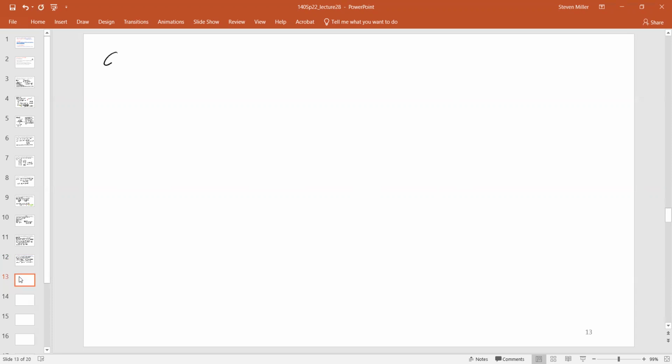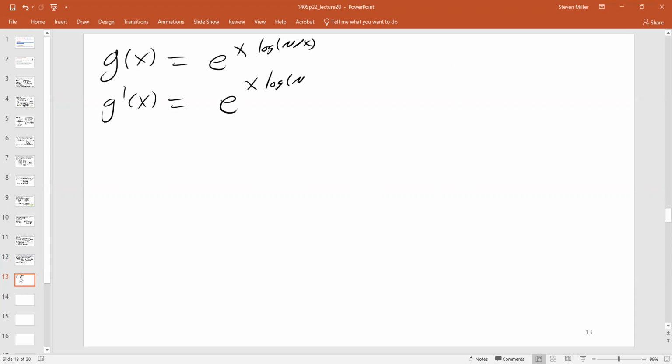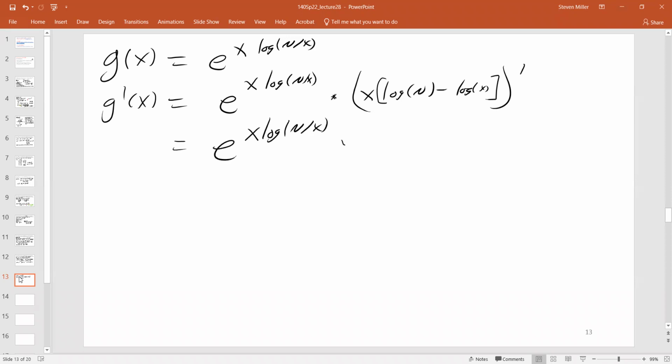So we would have g of x is e to the x log of n over x. G prime of x is e to the x natural log of n over x times, I now need the derivative of this. So I'm just doing it very slowly. So this is e to the x natural log of n over x. And then the derivative.